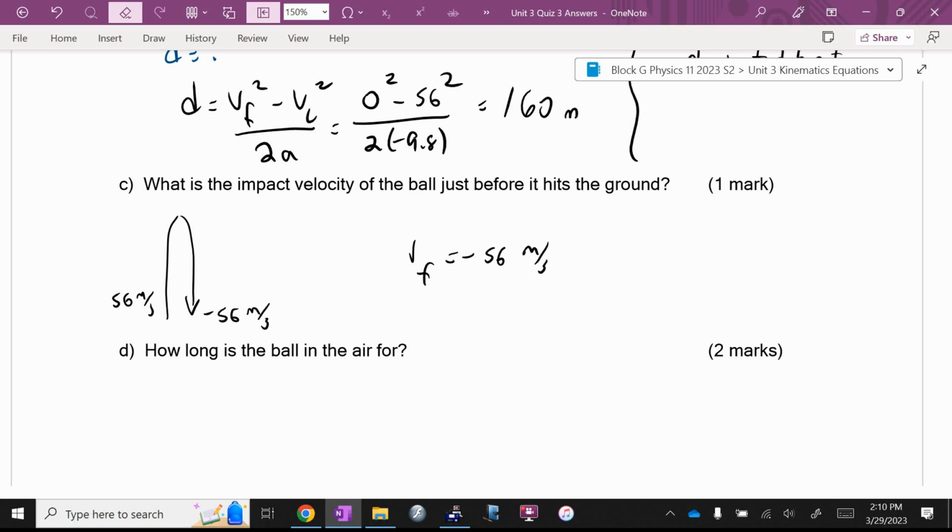There's a couple of ways to calculate it. What did you do? What did you use for T?